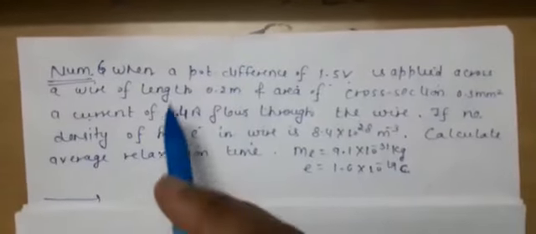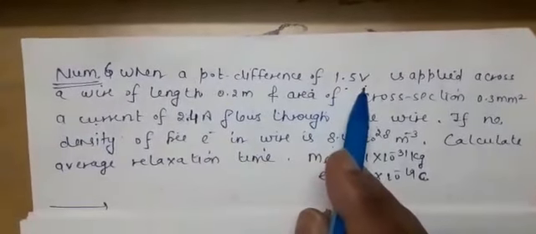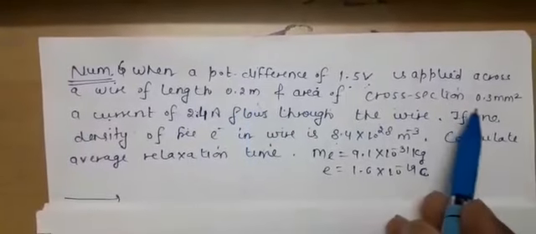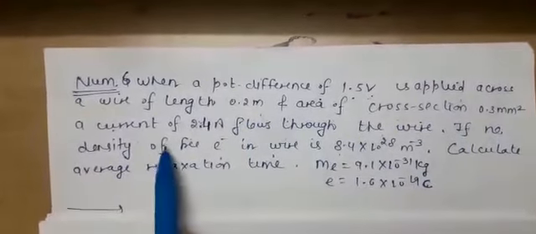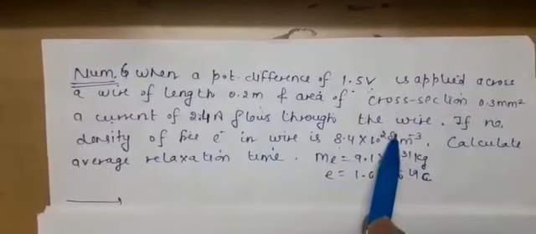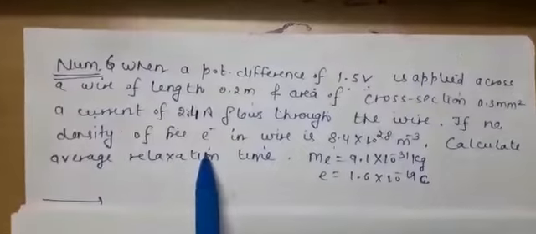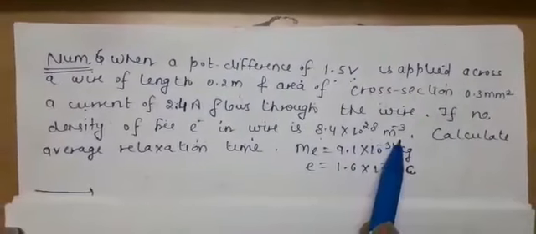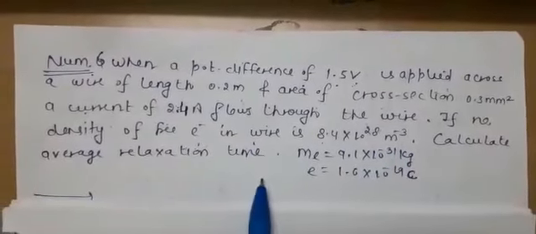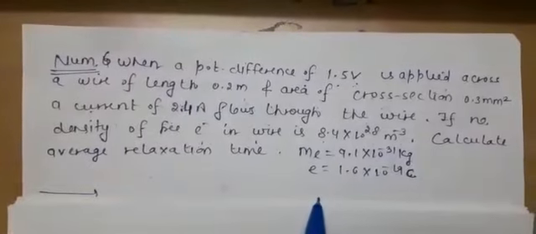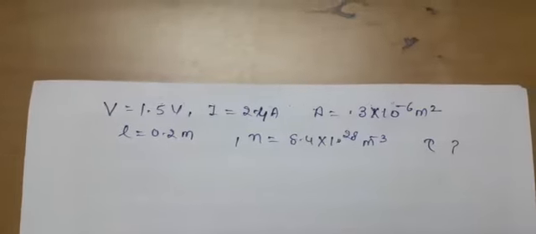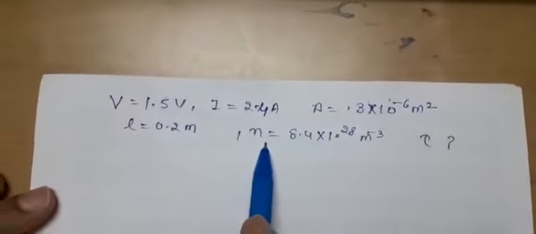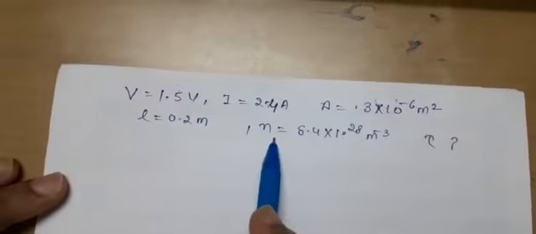Now next numerical. When a potential difference of 1.5 volt is applied across a wire of length 0.2 meter and area of cross section 0.3 millimeter square, a current of 2.4 ampere flows through the wire. If the number density of free electrons in the wire is 8.4 into 10 raised to the power 28 per meter cube, calculate the average relaxation time, where the mass and charge of the electron have been given. So as per the statement, V, I, A, length and number density of electrons have been given to you. So you have to calculate relaxation time.